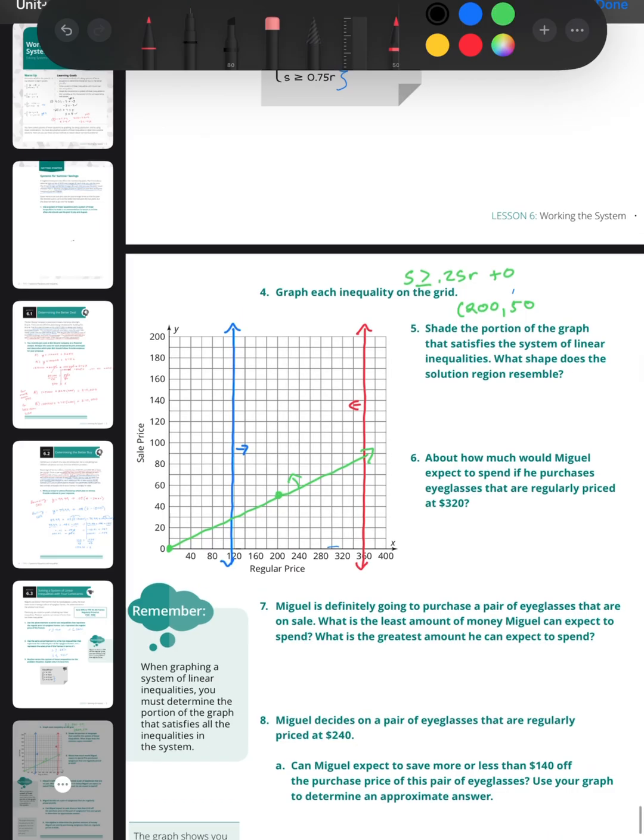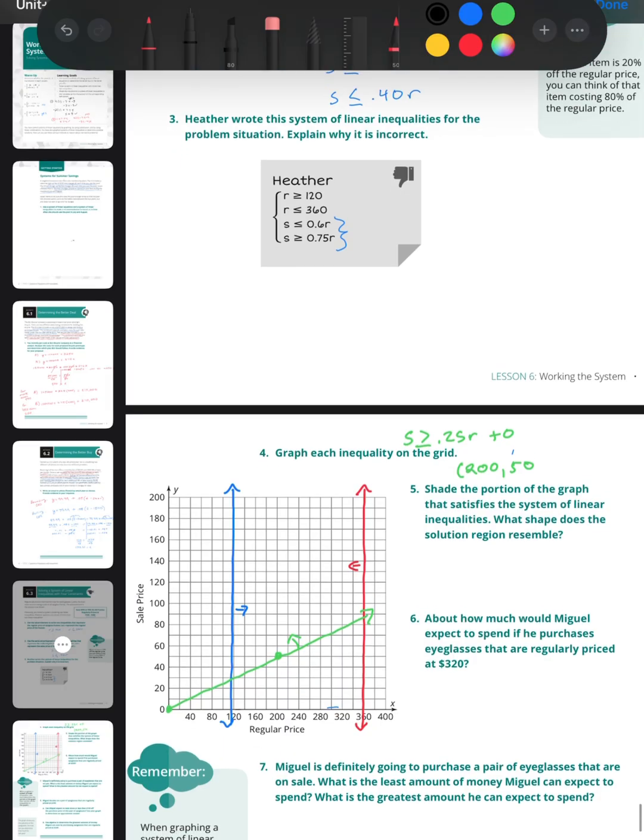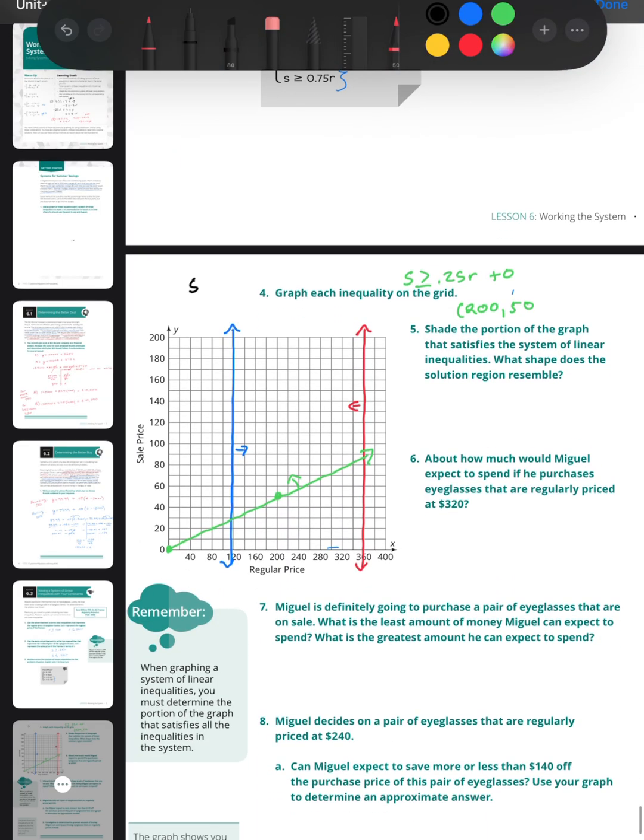And then the other inequality was S is less than or equal to 0.4 R, and again, plus 0, so we're starting at 0. Again, if I plug in 200 for that one, 200 times 0.4 gives me 80. So 200, comma 80 would be a point on that line.